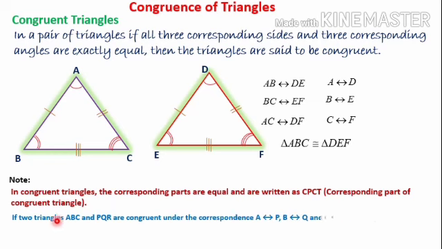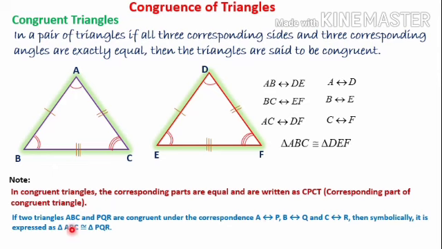Next point: if two triangles ABC and PQR are congruent under the correspondence A corresponds to P, B corresponds to Q and C corresponds to R, then symbolically it is expressed as triangle ABC is congruent to triangle PQR. Here the position of each vertex is important. The first vertex is A, and the corresponding vertex in the second triangle is P.